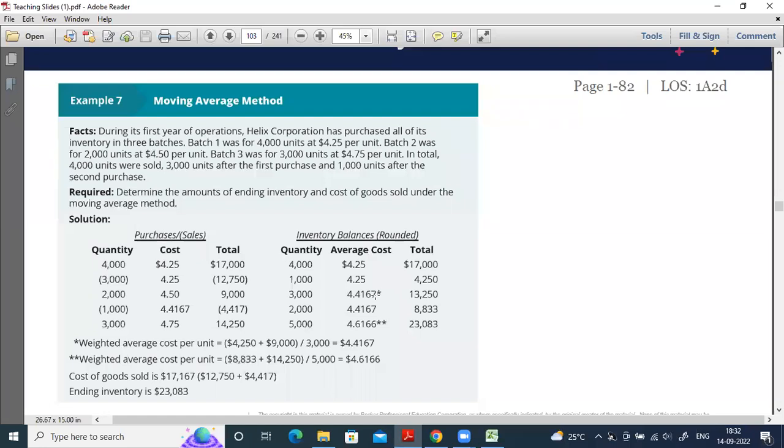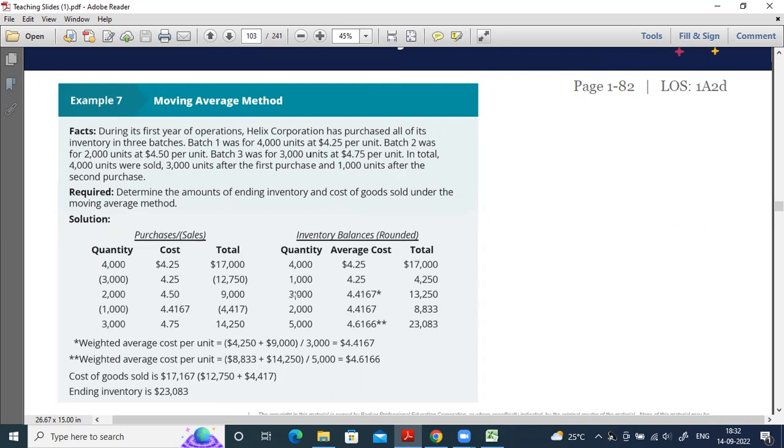Is that clear? Or you want me to explain once again? Yes, sir, once again repeat the average cost of 3,000. Sure. See, already we have a balance of 1,000, 4.25, 4,250, right? And we purchased 2,000, 4.50, 9,000. So in this balance, how we are doing is units plus units. 1,000 plus 2,000, 3,000. I hope units is clear.